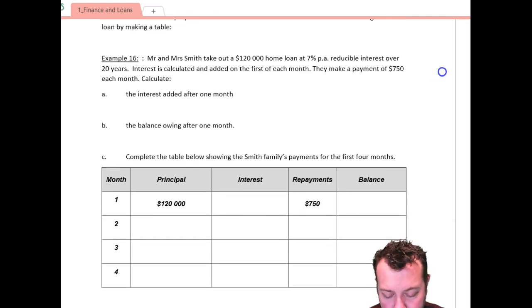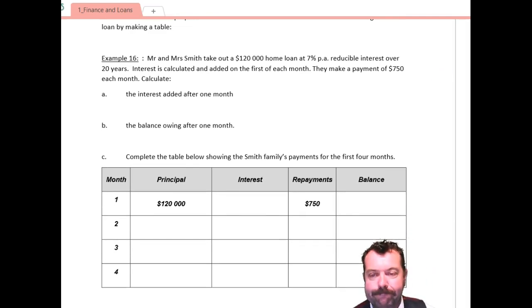We're going to jump into example 16 here. Now, the interest added after 1 month. Because we're only dealing with 1 month, it doesn't matter if we use compound or simple interest calculation, because it hasn't had time to compound. The interest is going to be the principal times the rate per month.